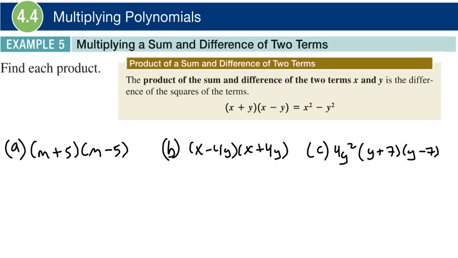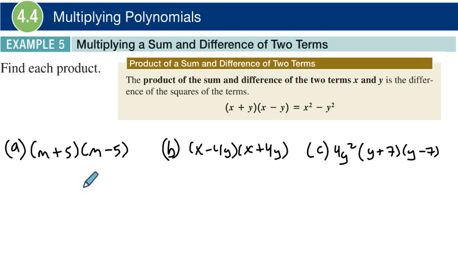Let's go ahead and multiply the sum and difference of two terms. Check this out right here. Let me just multiply this using the regular FOIL method, and then we're going to see something happen here, and then we'll get to our cool little thing.